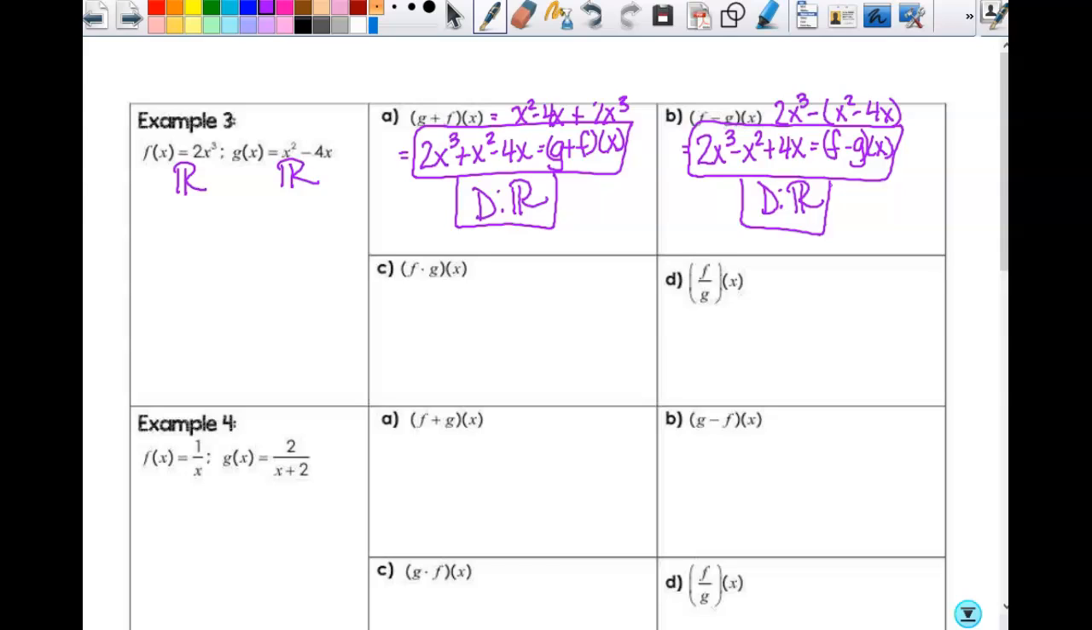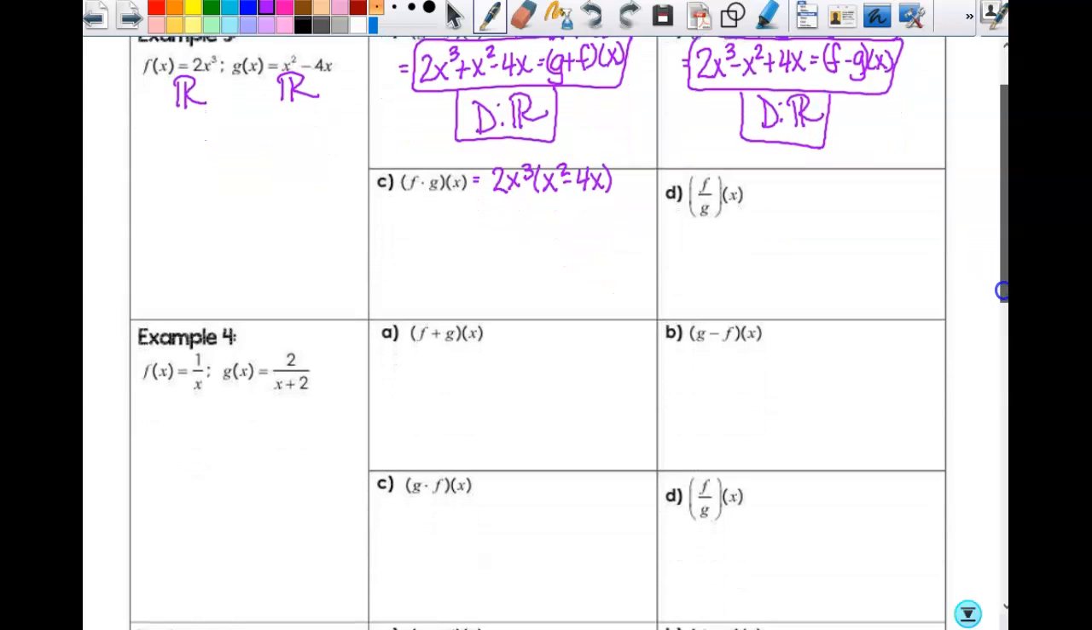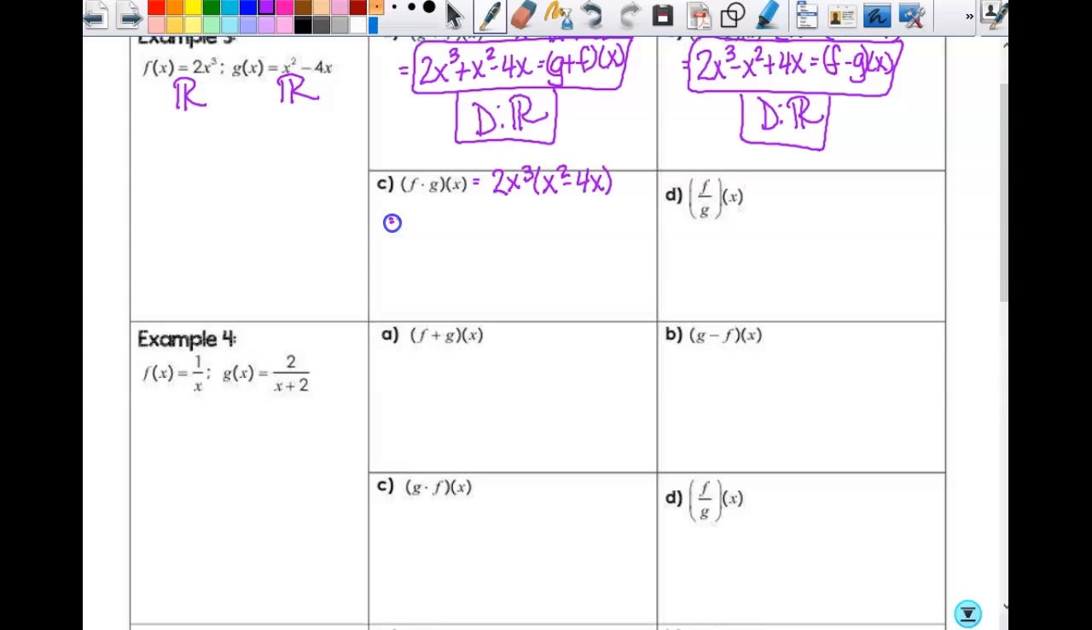All right. C. Multiply them. So I get f, which is 2x cubed, times g, which is x squared minus 4x. Going to distribute, so this gives me 2x to the what? 5th. That's fine. Minus 8x what? To the 4th. Equals f times g of x. And my domain is all real numbers.